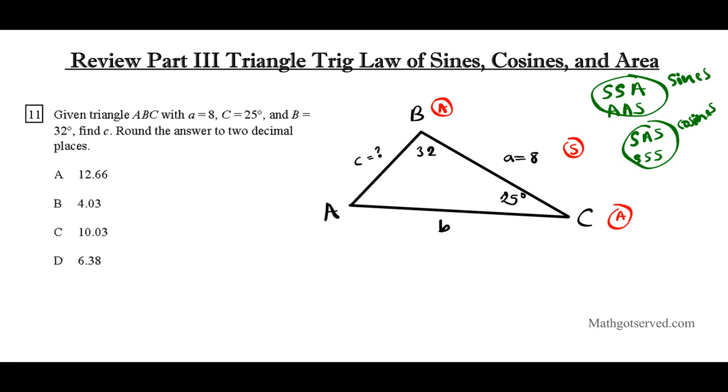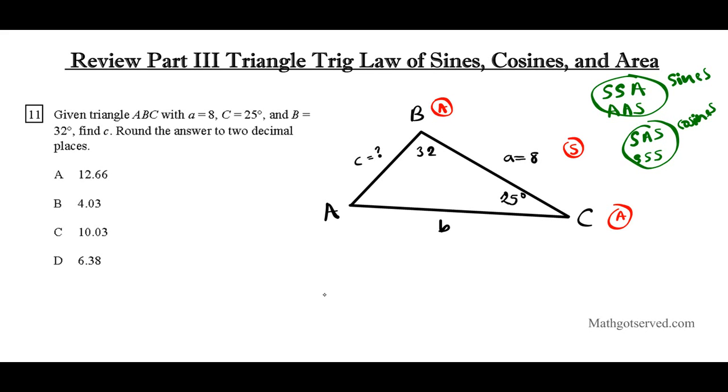So let's see, what can we do to make it match one of these forms or to have a pair? Notice that we have two angles, so we can use the triangle angle sum theorem to figure out the last angle right here. Okay, and then we can solve it using the law of sines. So let's go ahead and do that.